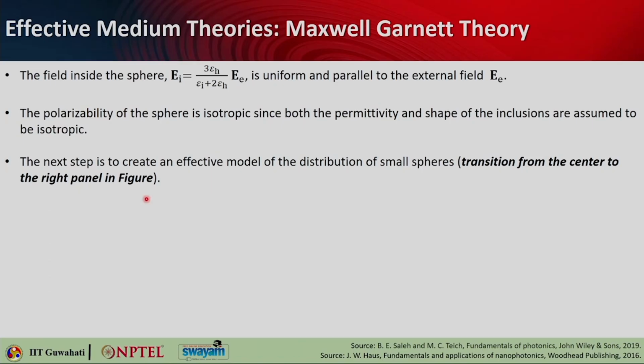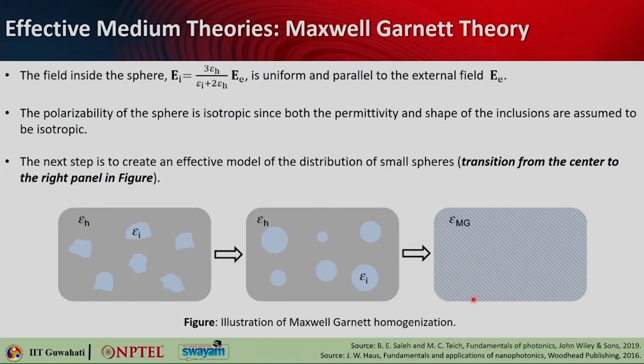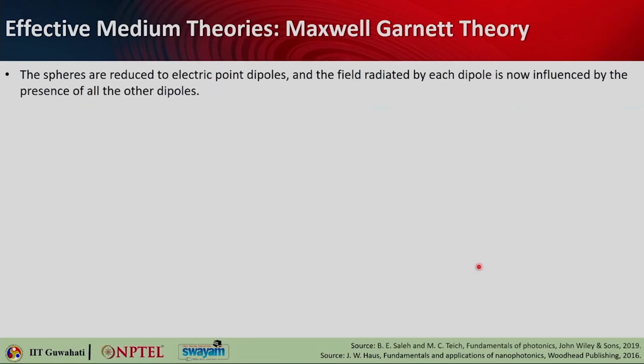So, what comes as the next step would be to create an effective model of the distribution of the nanospheres. That gives you this kind of homogenization picture. Now, the spheres are reduced to point dipoles. You can consider them as electric point dipoles, and the field each dipole radiates will influence all other dipoles in that particular medium.